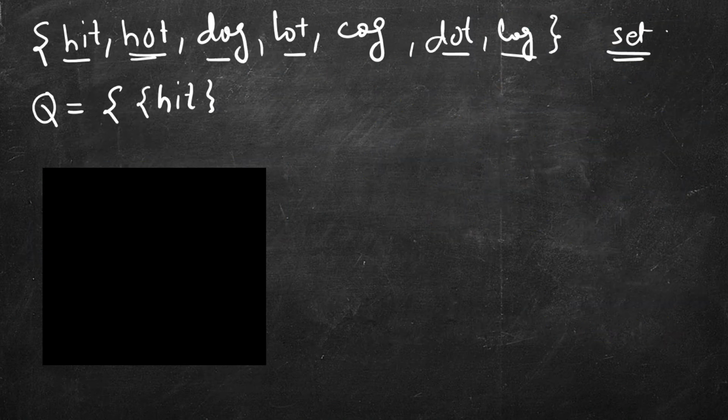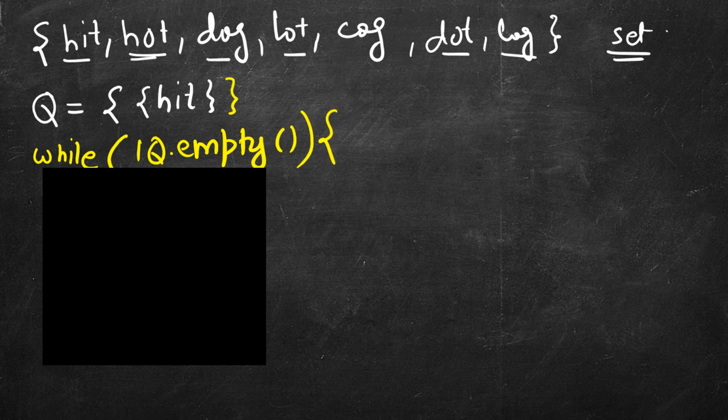So initially hit is there in the queue, then we write a simple BFS code: while not queue.empty. So till the queue is not empty, keep doing it. So we have a path, which we pop from the front. So get the front and also pop it. So now hit is removed. So this path is denoting hit, and this is not the complete path, it's the incomplete running path. Currently it has just one word, but this will get extended.